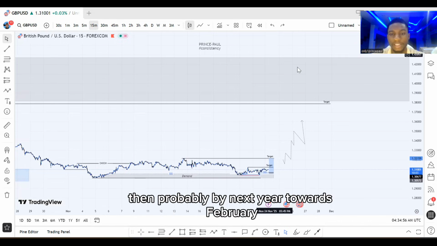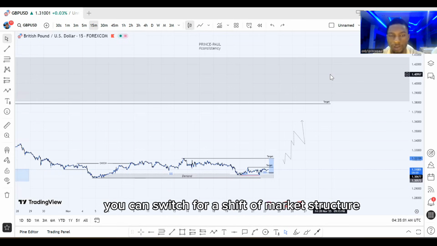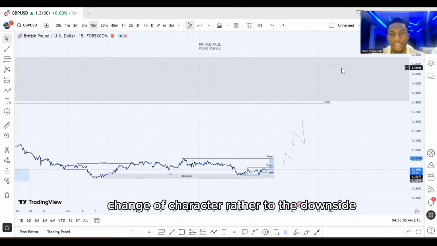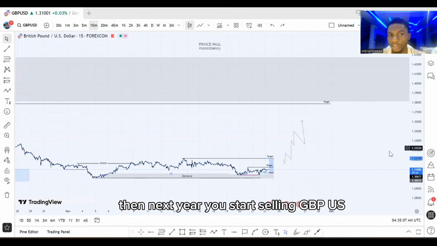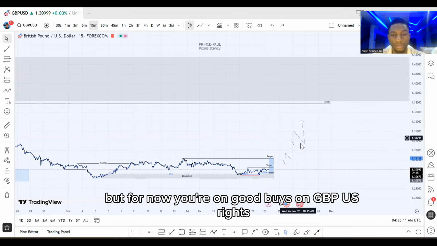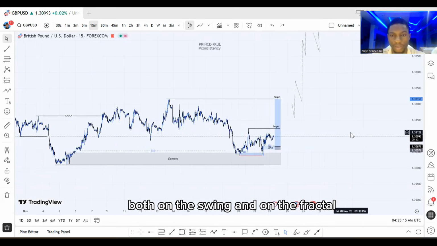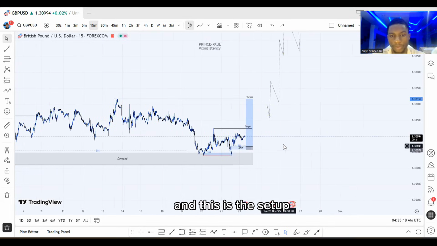Then probably by next year, towards February, whenever price gets to the supply zone, you can wait for a shift of market structure, change of character rather, to the downside. Then next year, you start selling GBP depending on when it gets to the supply zone. But for now, you're on good buys on GBP, right? Both on the swing and on the fractal, we are looking for buys on GBP.